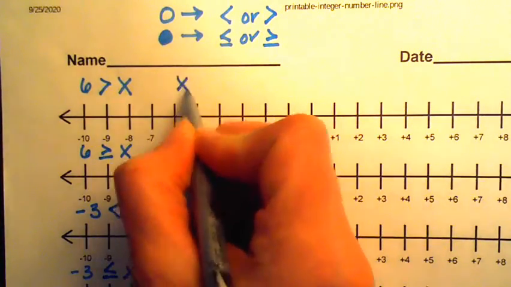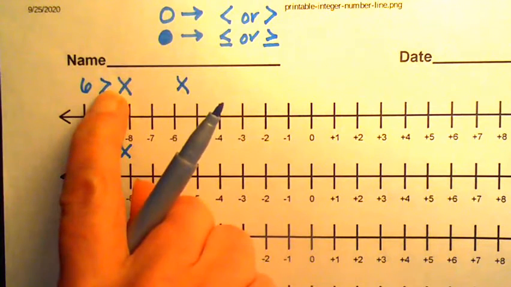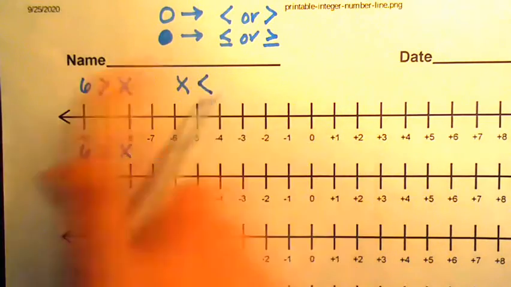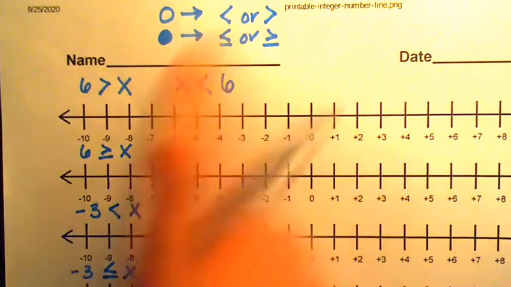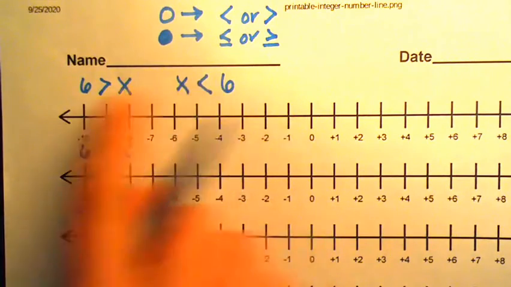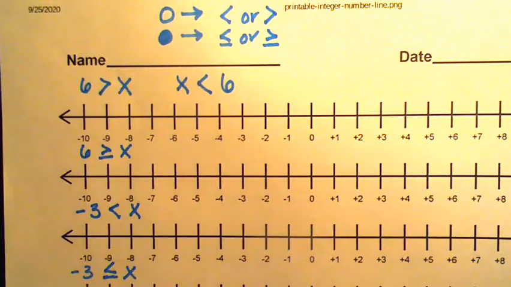Put the x on the left, but if you flip it, you have to flip the inequality, because here we're saying x is smaller than 6. Here we're saying 6 is greater than x. It's the same thing. X is some number smaller than 6.